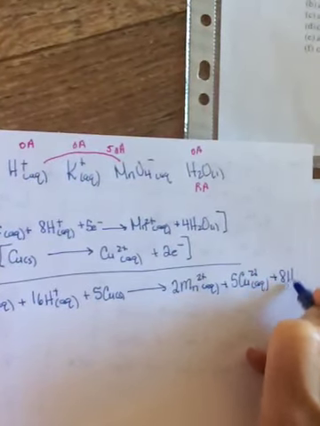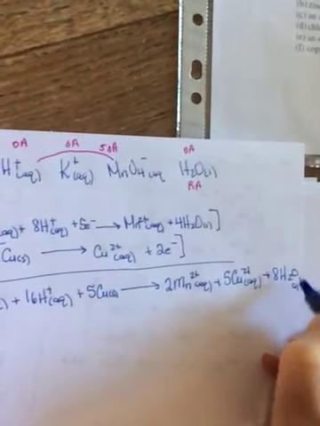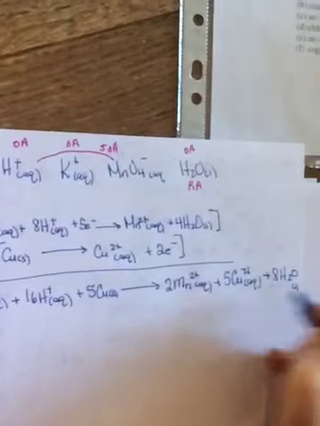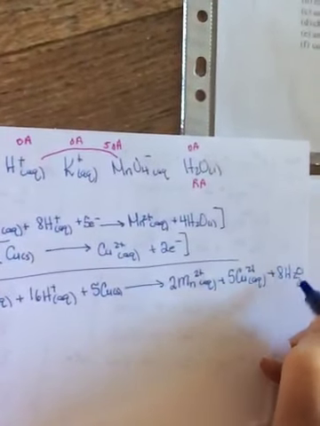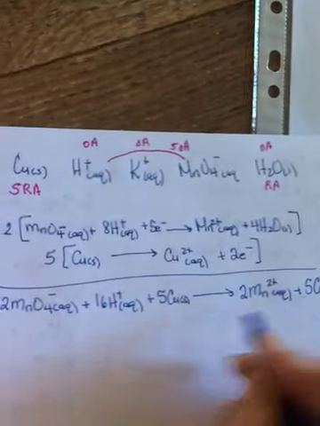Now you might wonder why I didn't write the water there right away. Lots of times the water is usually the last thing written. It doesn't matter that it isn't, but I'm just kind of in a habit of writing it at the end. Okay, so there's our completely balanced equation.